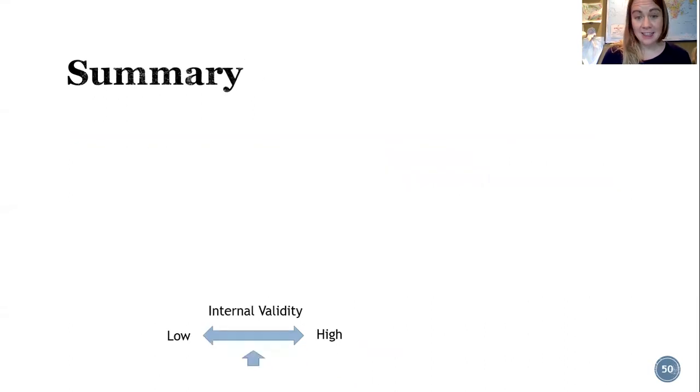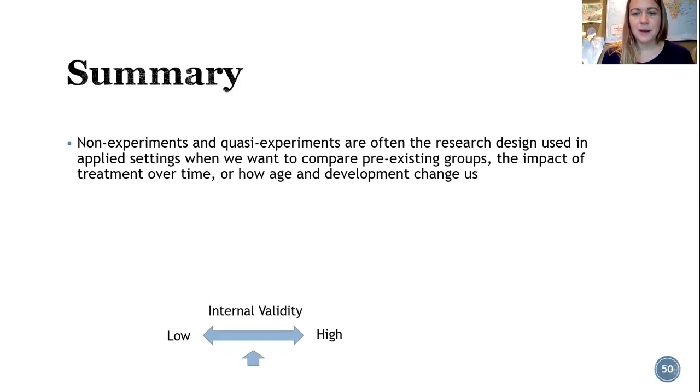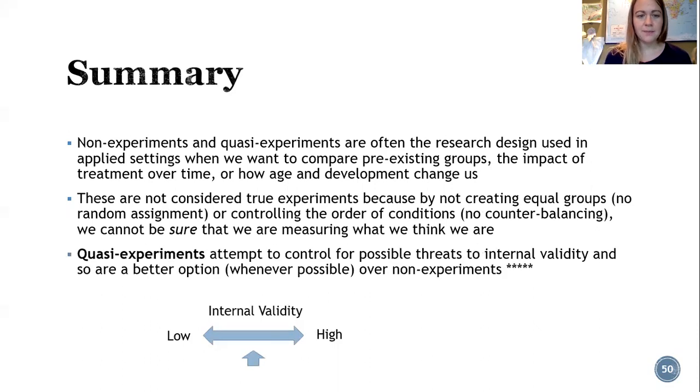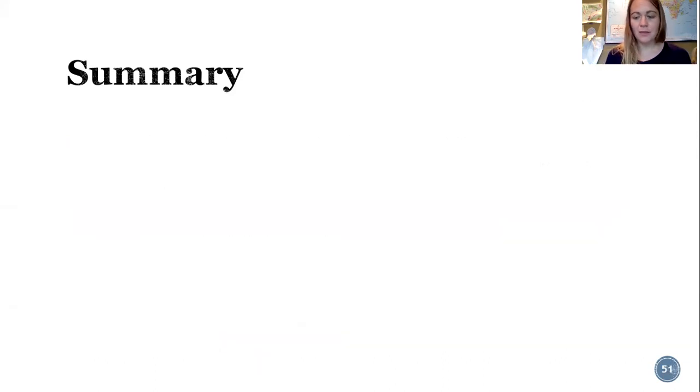So to summarize this video, non-experiments and quasi-experiments are often used in research designs where we're interested in more applied settings and we want to compare groups that already exist. These are not considered true experiments, again, because we're not creating the groups and we're not controlling factors that could contribute to our results. Quasi-experiments are what you should aim for if you are thinking of doing this kind of research for your research proposal, because they attempt to control for possible threats to internal validity. And so they're a better option whenever possible. And you should aim to do this in your research proposal, not a non-experiment.